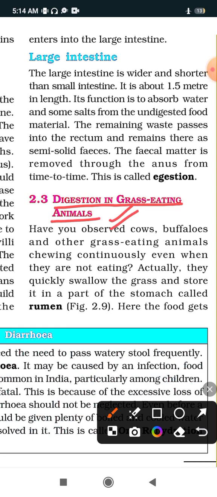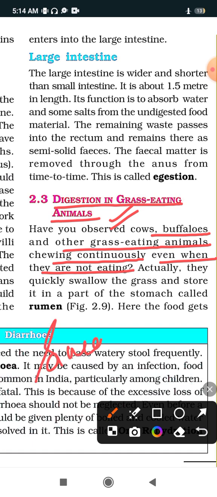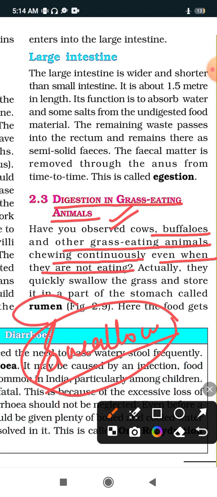Have you observed cows, buffaloes and other grass-eating animals? They chew continuously even when they are not eating. And what happens in these animals, student? They quickly swallow their food or grass. Clear? And what they swallow is stored in the part of the stomach called rumen.